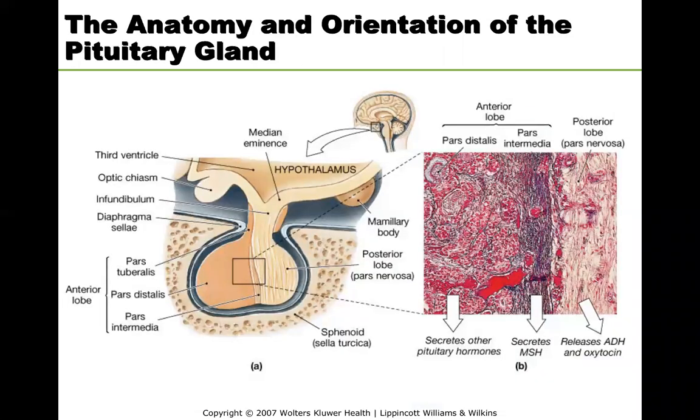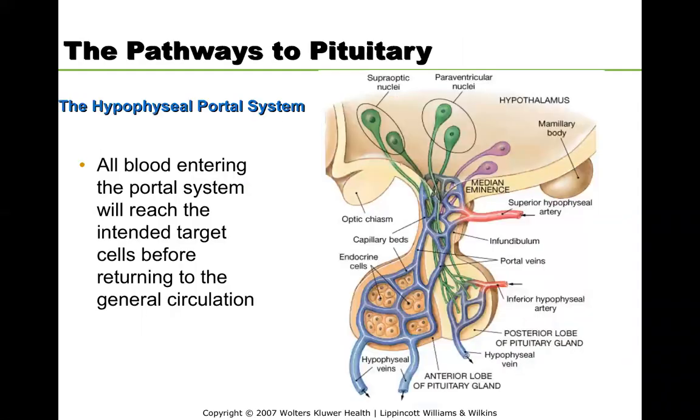So we did this before, just a review: hypothalamus, this is the pituitary, anterior pituitary, posterior pituitary. I just want to mention there is an intermediate pituitary also, which is not very well developed in humans. Okay. Now the pathway in which the blood circulates in order to control the hormones to be released from the anterior pituitary.